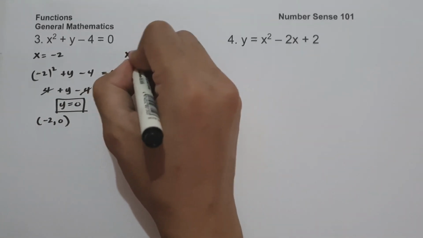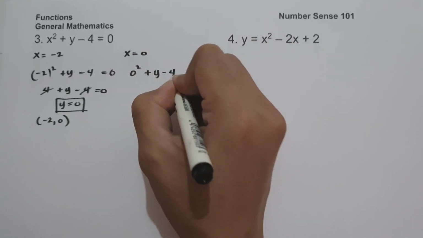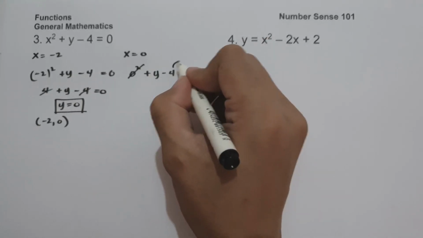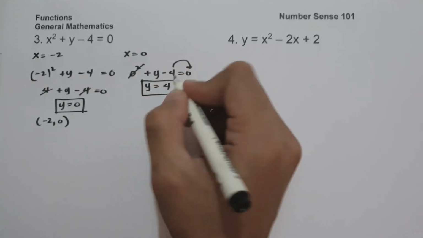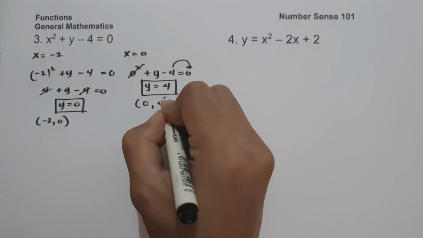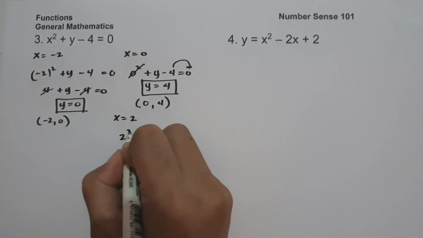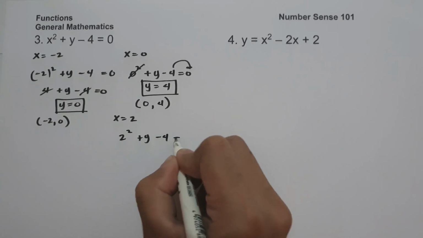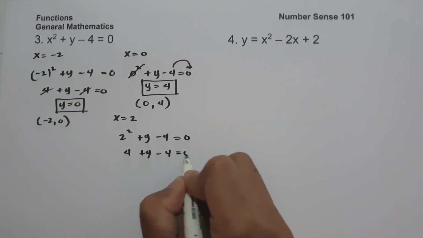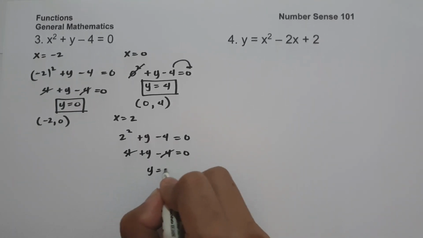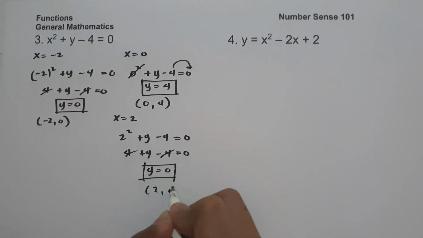And let's say x equals 0. So this will be 0 squared plus y minus 4 equals 0. Let us cancel this one. Let us move negative 4 to the other side. So y equals 4. So the ordered pair is 0 comma 4. And let's say x equals 2. So this will be 2 squared plus y minus 4 equals 0. So we are going to have 4 plus y minus 4. 4 minus 4 is 0. So y equals 0. And the ordered pair is 2 comma 0.